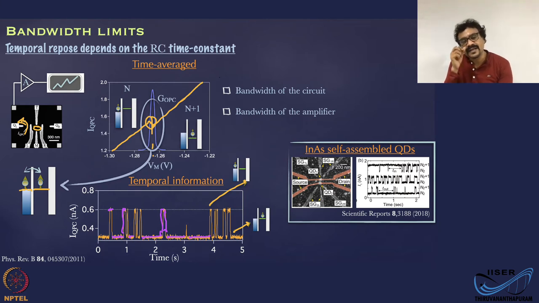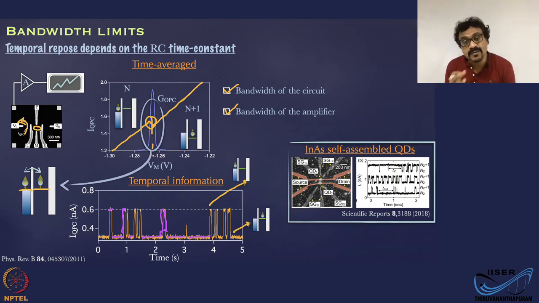But now when we talk about real time, what is the time scale we talk about? The time scale in this case is dictated by, one, the bandwidth of the circuit here, and second, the bandwidth of the amplifier. When I say amplifier, there are two amplifiers here, okay? The quantum point contact itself is an amplifier, because it amplifies a very minute tunneling event into a large difference in the conductance or current. That's an amplification, but that's not the amplification I'm talking about.